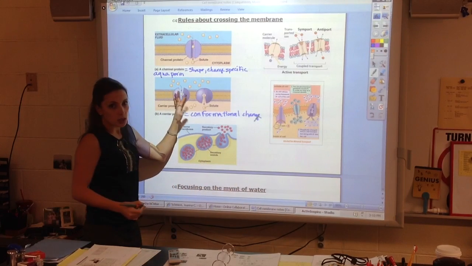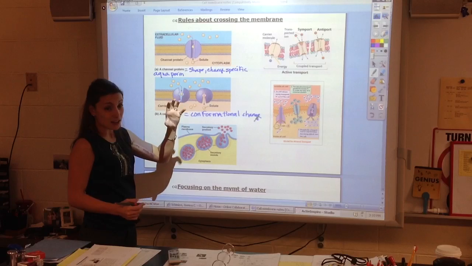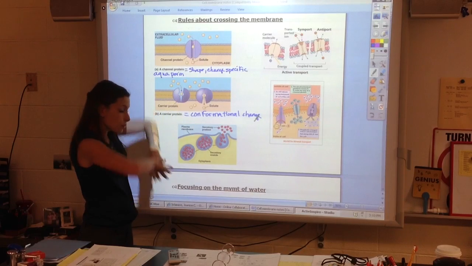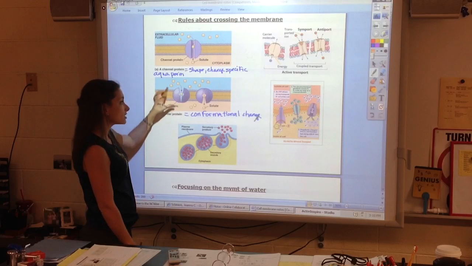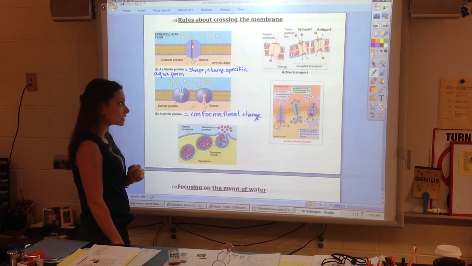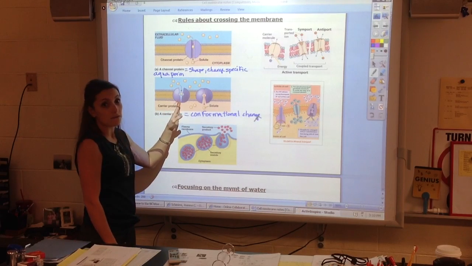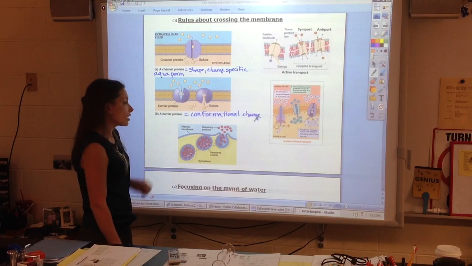It doesn't always use energy. Sometimes it's kind of like the induced fit, where it fits and then it pushes it through. So it's not necessarily that it needs energy as much as it's a little bit more complex. These are usually going to be very specific.